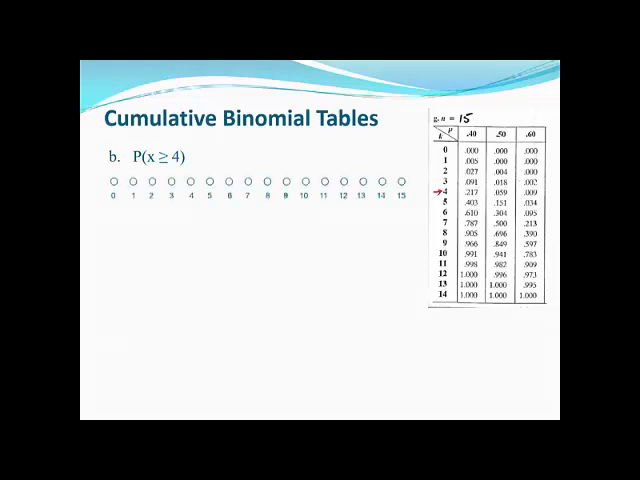So let's think about it. Here are your dots. I've got a different dot for each of the values of x. Which values of x are greater than or equal to 4? Well, obviously the ones out here are greater than or equal to 4, 6 and 5. Is 4 included in this? Yeah, it will be. In fact, 4 through 15 is what we want. Now, if I look up the value of 4, that's not the probability x is greater than or equal to 4. That's the probability x is less than or equal to 4.